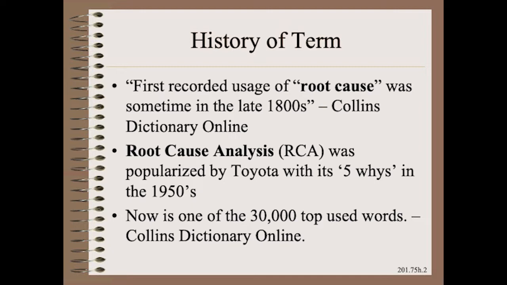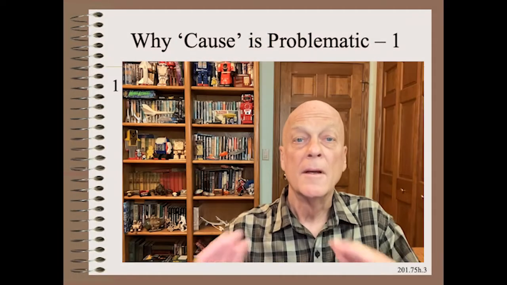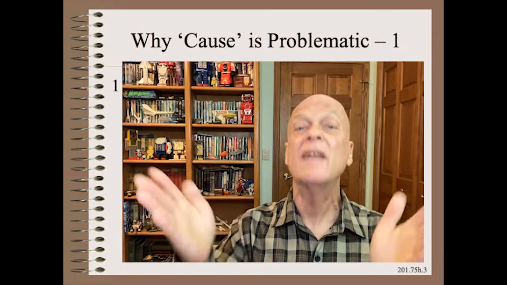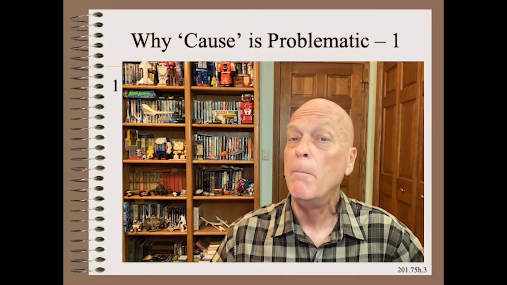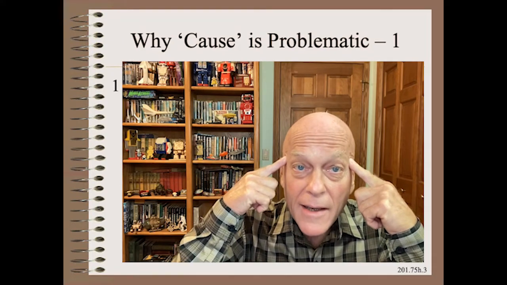The Toyota car company did much to develop, organize, and popularize this program in the 1950s, along with its 5 Whys methodology. Six Sigma and Lean take elements from some of these earlier methods and added to it. Now, root cause is one of the top 30,000 used words in the English language. Still, even with this extensive history, there are several truly serious and even debilitating problems with root cause thinking.